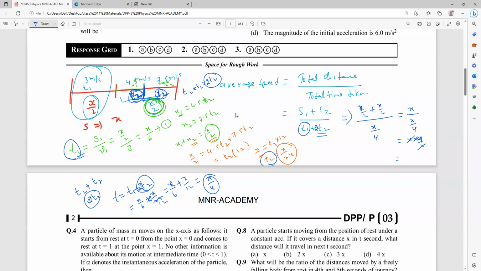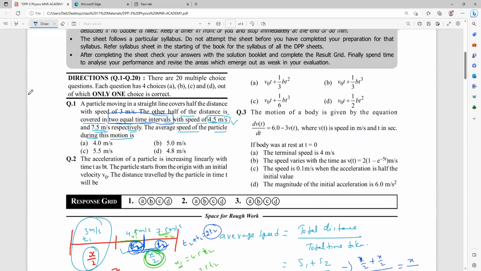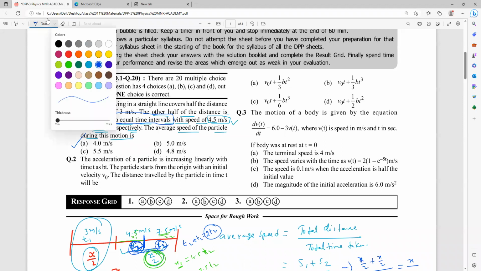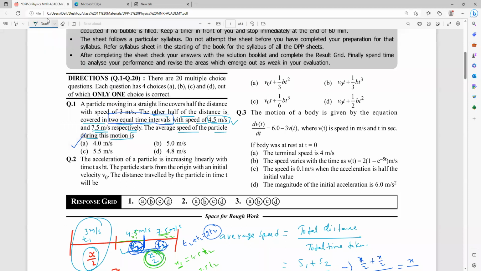So what is the average speed formula? It is 4 meter per second. So what is the correct option? Option A. Anyone having any doubt in this, please kindly ask me. Have you all solved this question?